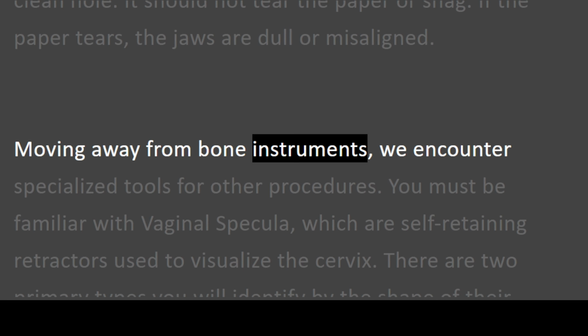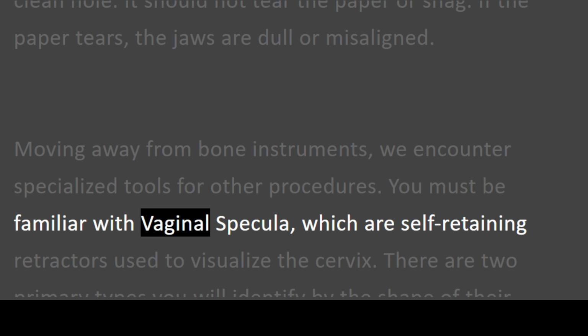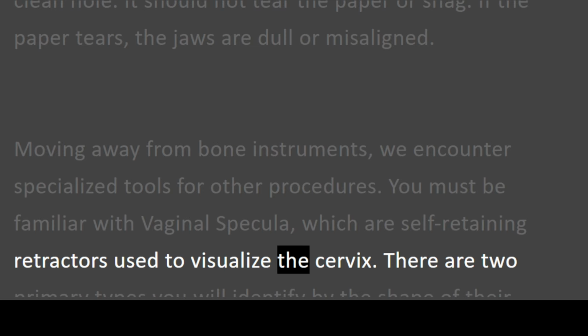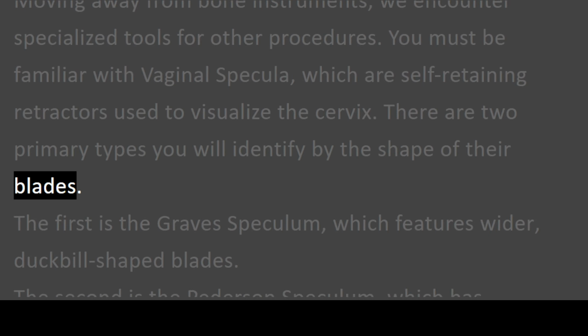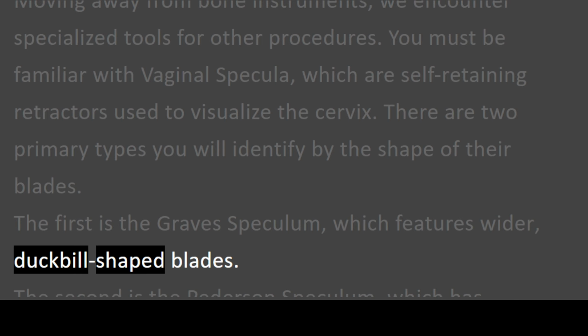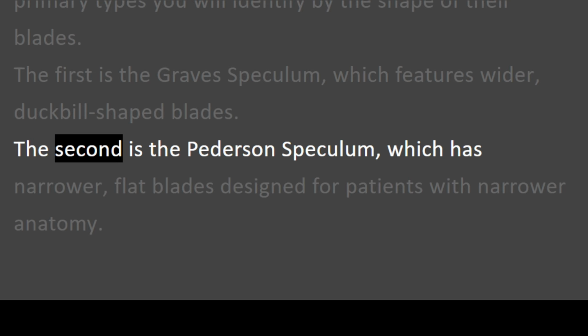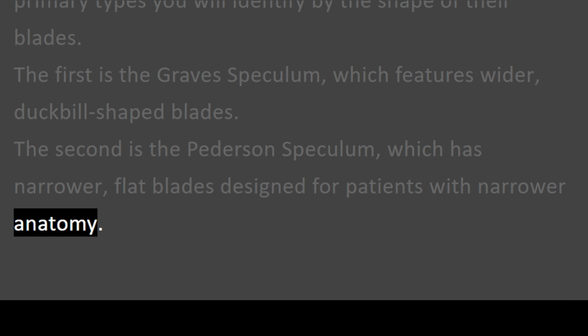Moving away from bone instruments, we encounter specialized tools for other procedures. You must be familiar with vaginal specula, which are self-retaining retractors used to visualize the cervix. There are two primary types you will identify by the shape of their blades. The first is the Graves speculum, which features wider, duckbill-shaped blades. The second is the Peterson speculum, which has narrower, flat blades designed for patients with narrower anatomy.